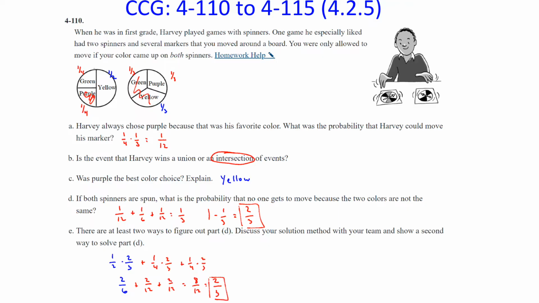So we could either figure out, like on Part D, what the probability was to win and then subtract that from 1, or we can just figure out what the probability is not to win.